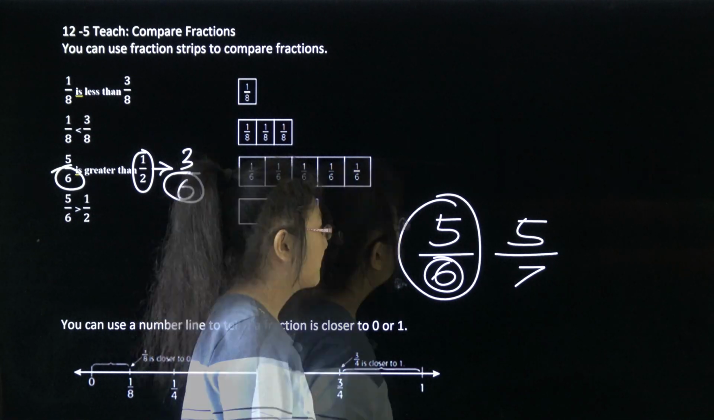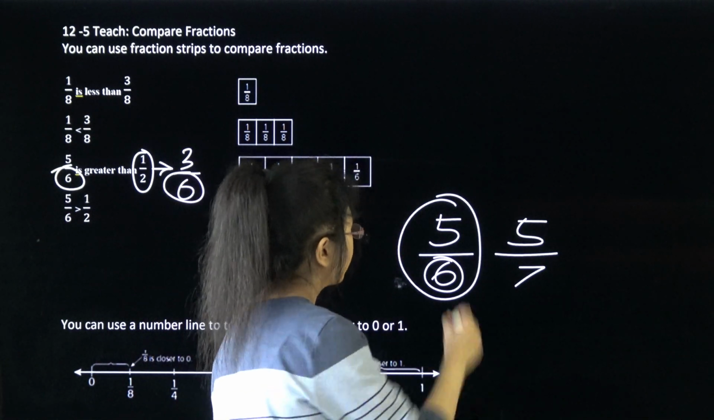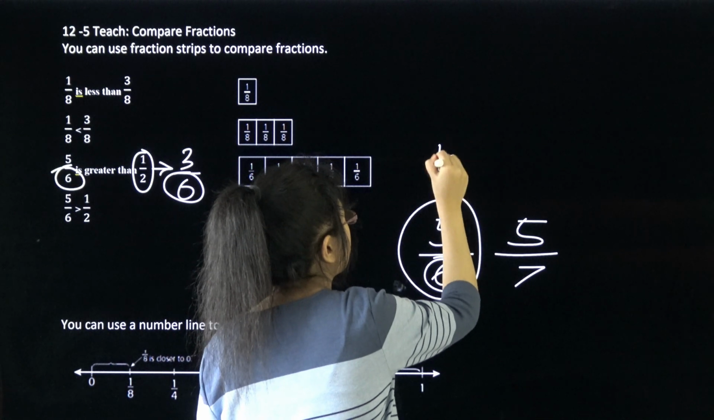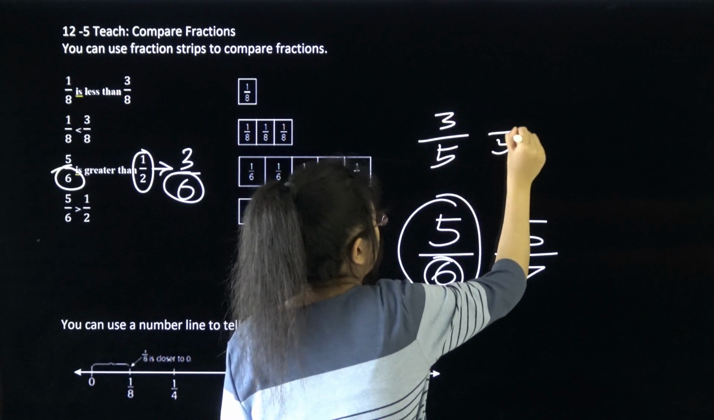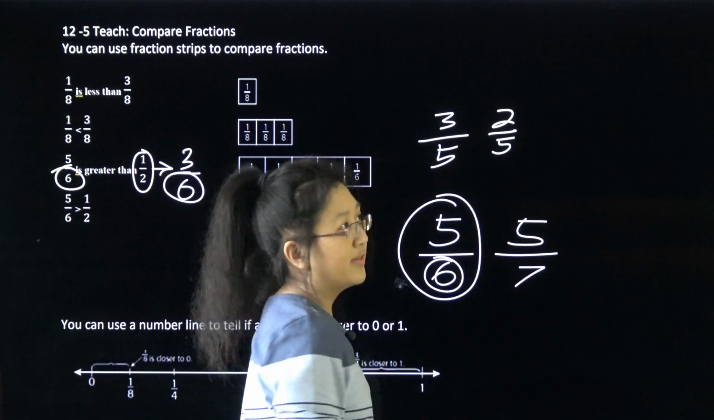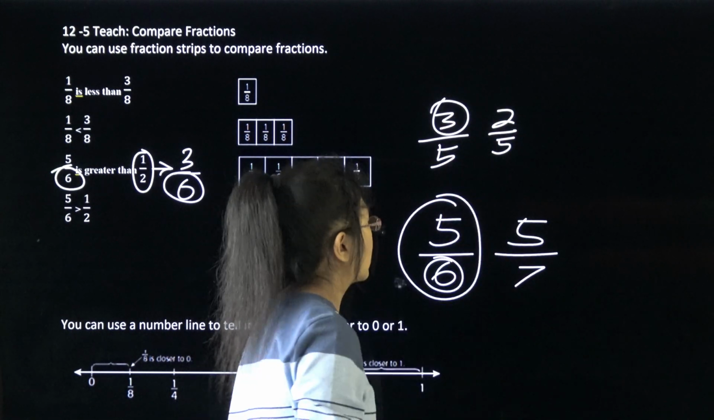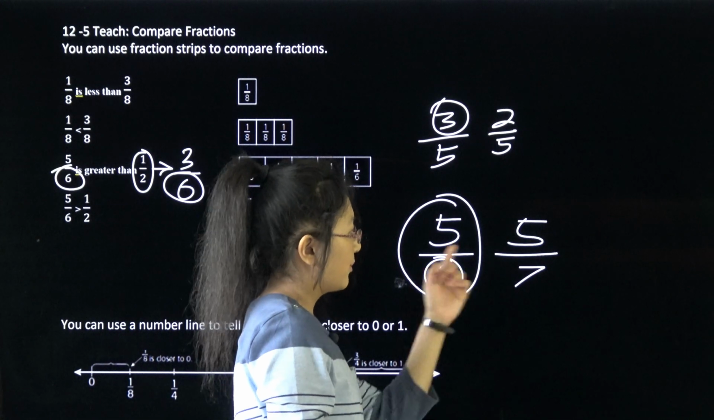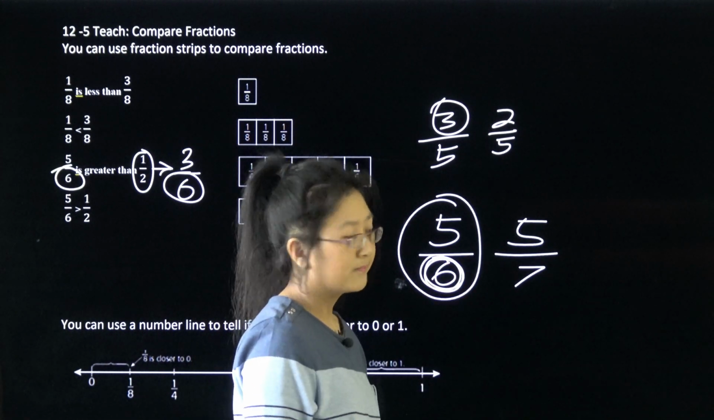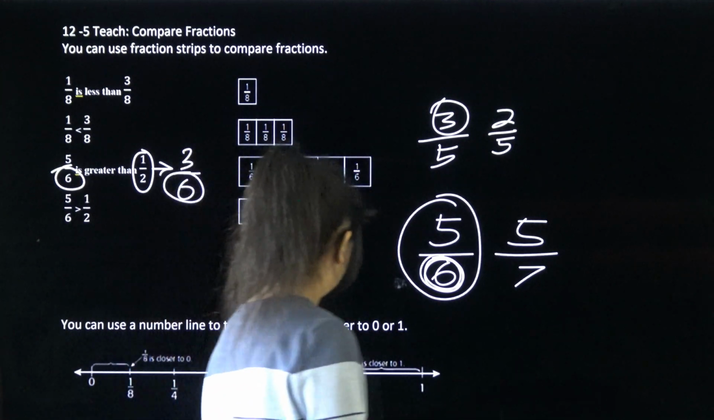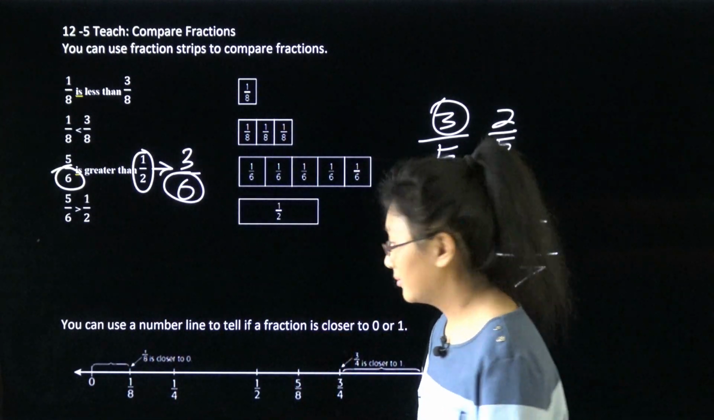It's confusing, right? If the denominator was the same, then the number with a greater numerator would be bigger. But if the numerator was the same, then the smaller denominator would be bigger. So yeah, that's what you actually need to remember.